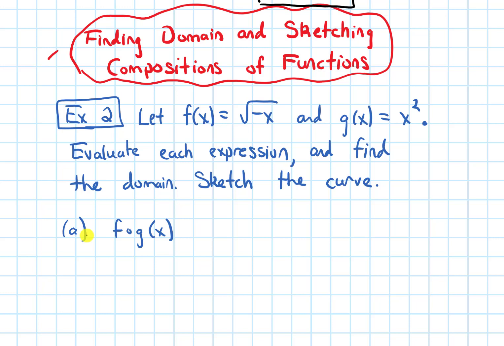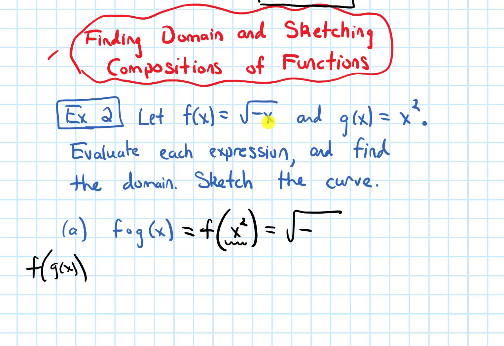Okay, so in part A, we have f circle g of x. So remember, this means a composition of functions. This means f of g of x. Okay, so if I start to plug in, this is f of, and I'm plugging in the formula for g of x, which is x squared. Whatever's in the parentheses with my function notation gets plugged into the formula for f, where the x is, where my variable is. So I will get square root of negative, and now I'm replacing this x with x squared. I get square root of negative x squared.